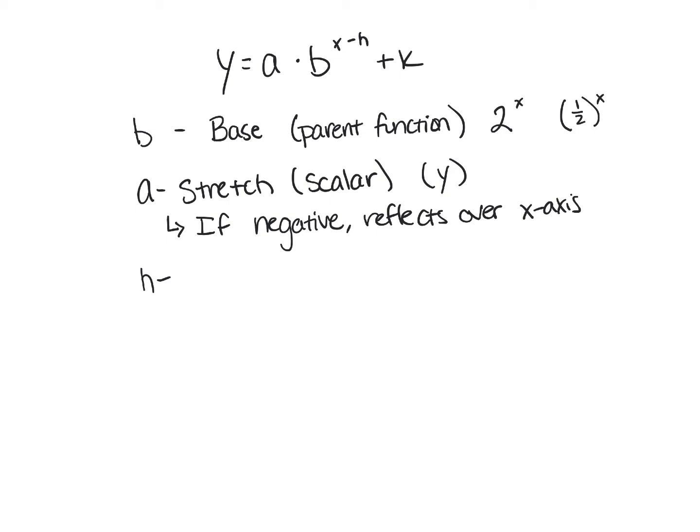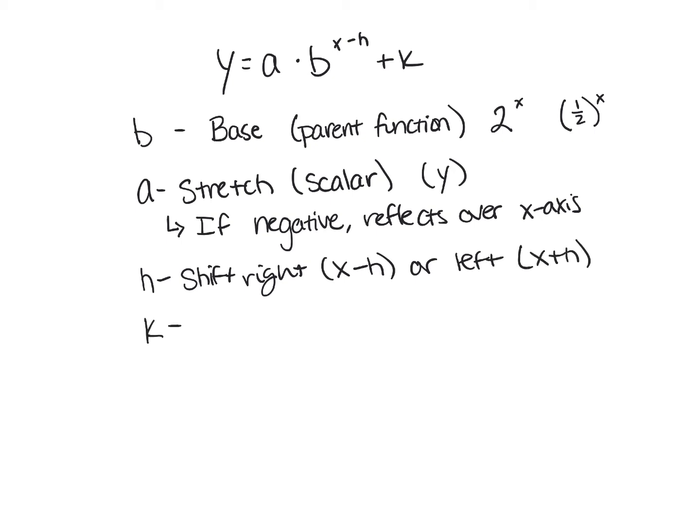Our h is going to be our horizontal shift, meaning it shifts to the right if we have something like an x minus h, or it's going to shift to the left if we have an x plus h. And then lastly, that k is our vertical shift, and it'll shift up if we have a plus k, or it'll shift down if we have a minus k. So again, the a, h, and k we've dealt with before. The only new thing is that we're now going to call a our scalar, and that the b right here is going to be our base, where we find our parent function, and that's either going to be 2 to the x or 1/2 to the x.